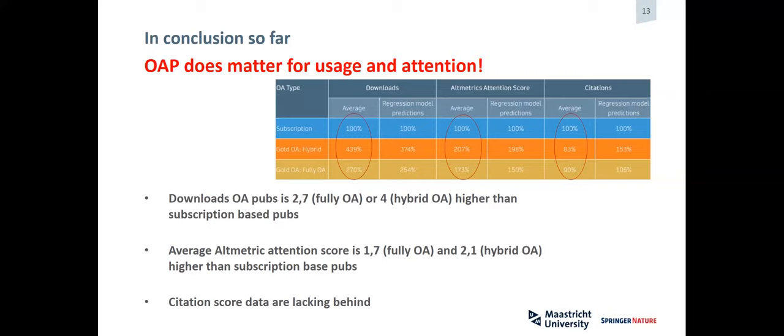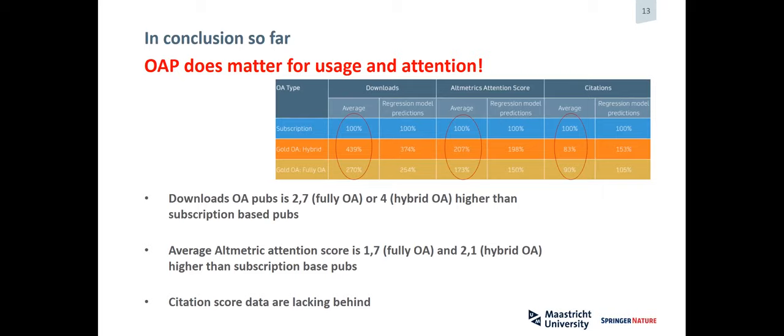And looking at this table, it's more or less a summary of what Timon just already mentioned, that the average number of downloads of open access is substantially higher than from the subscription-based publications, where the average downloads of hybrid open access articles is the highest. And that has most probably to do with the fact that the hybrid journals are more established and have more prestige than the full open access journals.